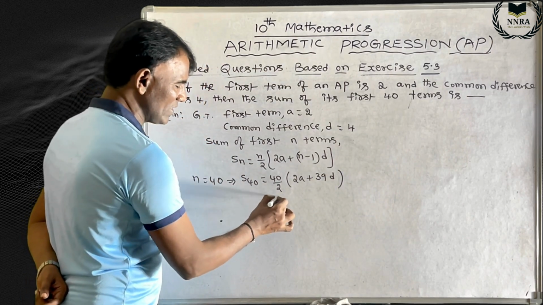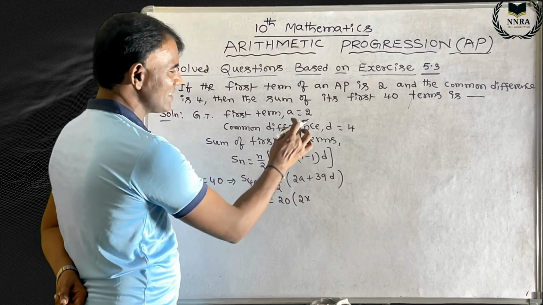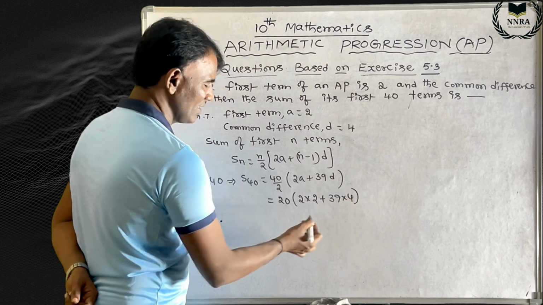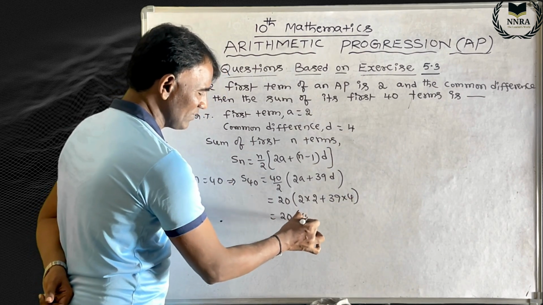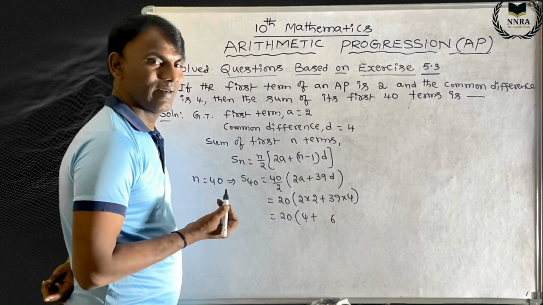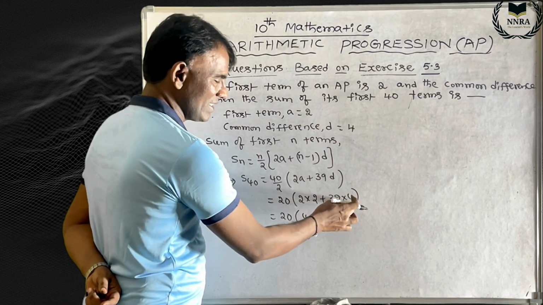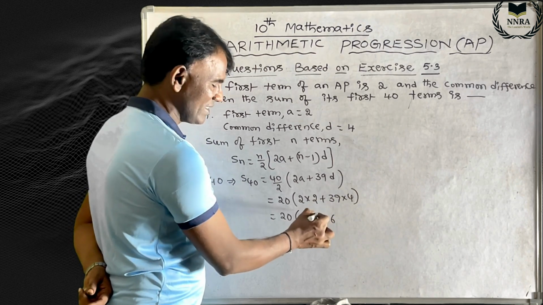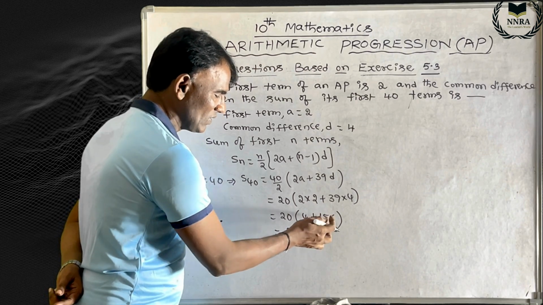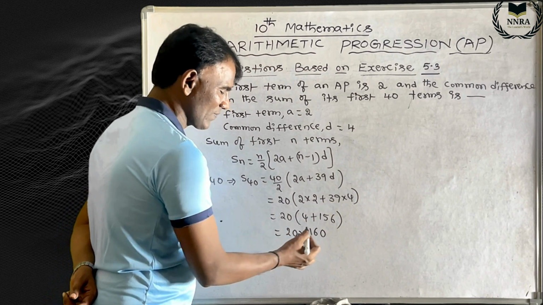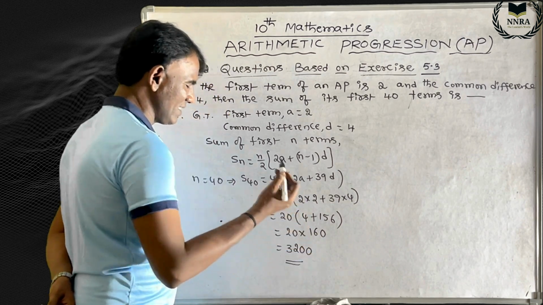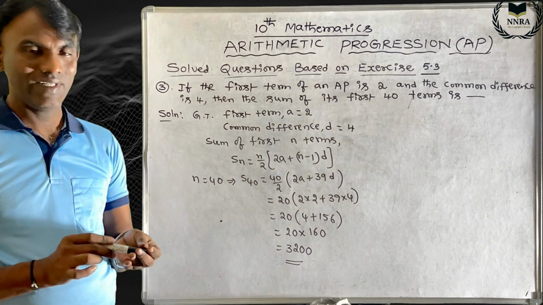So 40 by 2 is 20. 2 into what is a? a equal to 2. And 39 into the d value, which is 4. So it is 20 into (2 twos are 4, plus 4 nines are 36). Correct? 4 threes are 12, 12 plus 3 is 15. Right? So it is 20 into 156 plus 4 is 160. So 16 into 2 is 32, then 00. That is the answer. S40 equal to 3200.